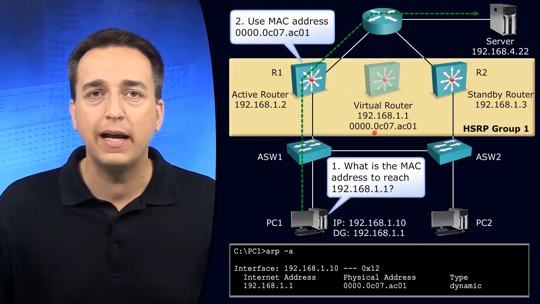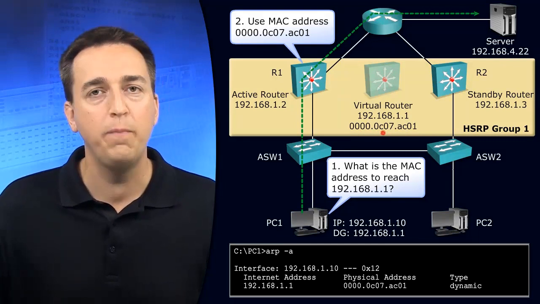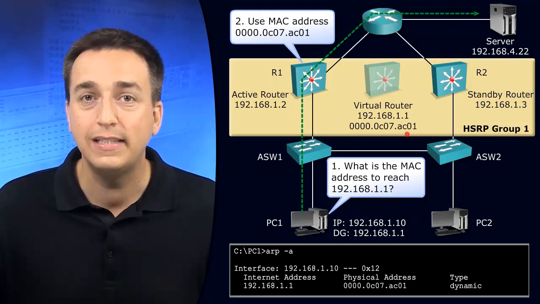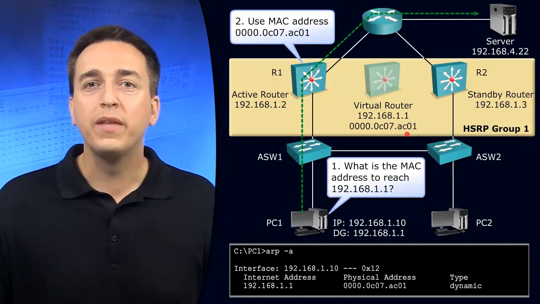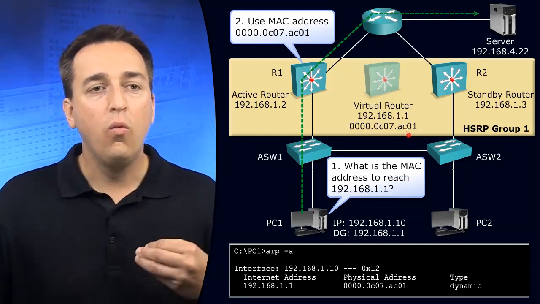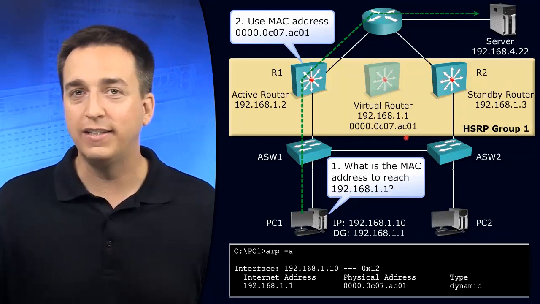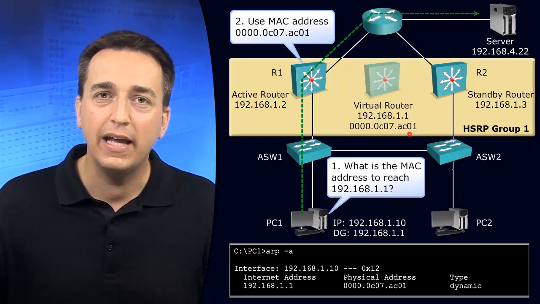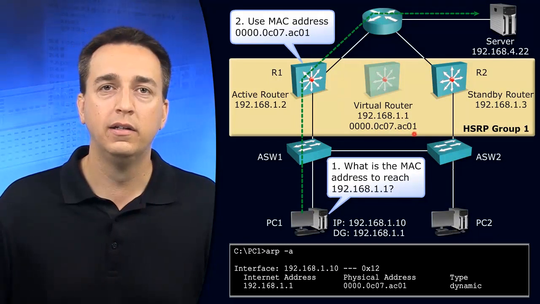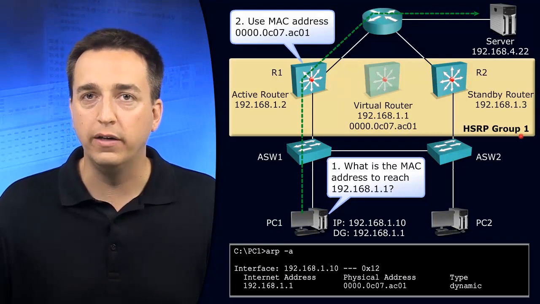So this is the MAC address right here, 0000.0C, which stands for Cisco, 07AC, which stands for HSRP version 1. So this is the well-known HSRP MAC address. And then at the very end, you see 01. Well, 01 represents Group 1.